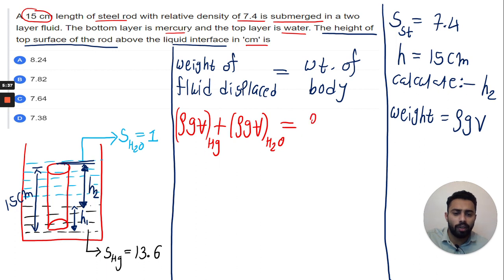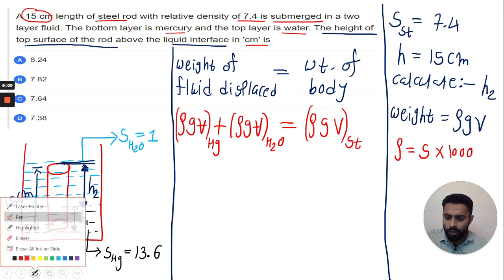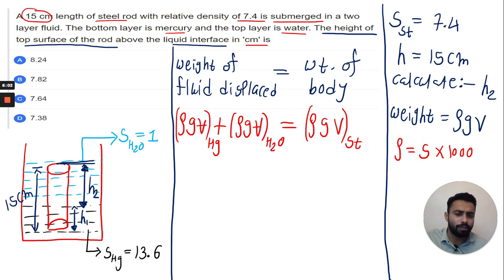How to calculate the weight of this body? Rho g V, and this body is made up of steel, so we will write St for steel, Hg for the mercury, H2O for the water, and St for the steel. Now do remember how to get the density. Density is nothing but the specific gravity multiplied by 1000. What is 1000? It's the density of water. Okay. So we use this formula of density and substitute something like this.